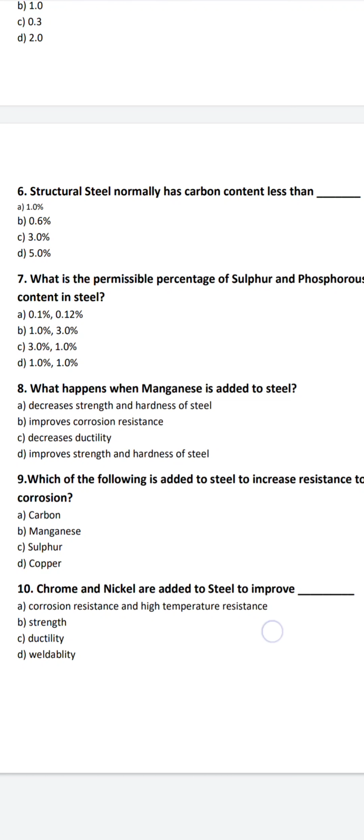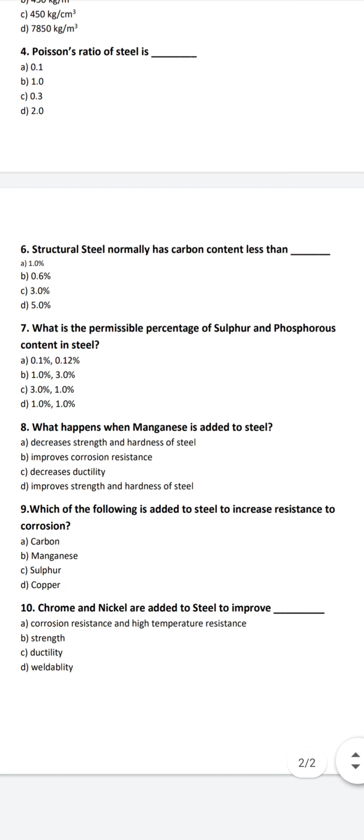Question number 9. Which of the following is added to steel to increase resistance to corrosion? Options are carbon, manganese, sulfur and copper. Out of these four, your answer should be copper, because addition of a small quantity of copper increases resistance to corrosion. Even chromium and nickel are added to impart corrosion resistance to steel. So which option is correct? Option D is correct.